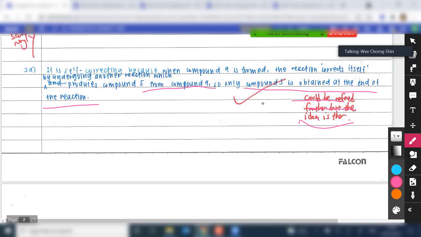So yeah, you can have hundreds of combinations in your answers. But the most important thing is the absence of self-correcting and dynamic must be there. Okay, yeah.